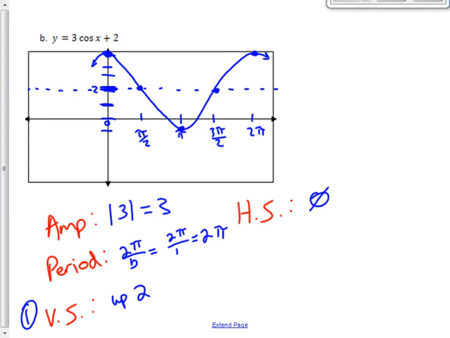Now let's think back to what the original one looked like. The original one looked like this. It went up 1 and started up 1, went across the x-axis, went down 1, went across the x-axis, and ended up 1. So the original graph looked like this in terms of the cosine graph.